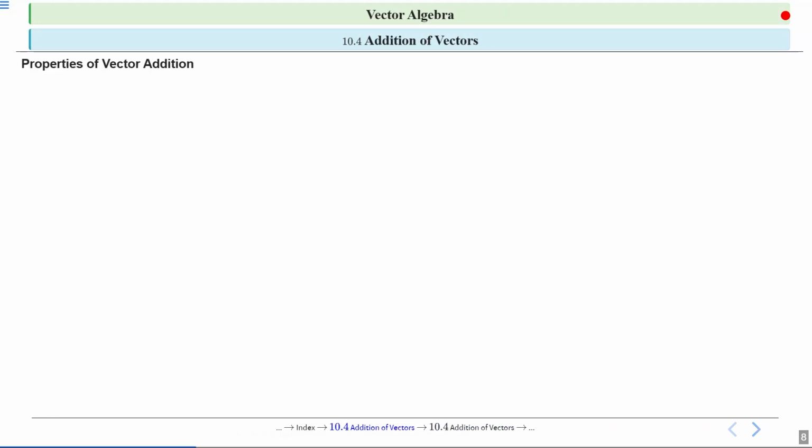Next is properties of vector addition. Property 1, commutativity. For any two vectors a and b, the sum a plus b is equal to b plus a. The sum of a vector plus b vector is equal to b vector plus a vector. This means that the order in which we add vectors does not affect the result. It's a crucial property that simplifies many vector operations. Okay. So to understand this property, let's look at the geometric proof. Visualizing vectors geometrically can help us grasp why this property holds true.